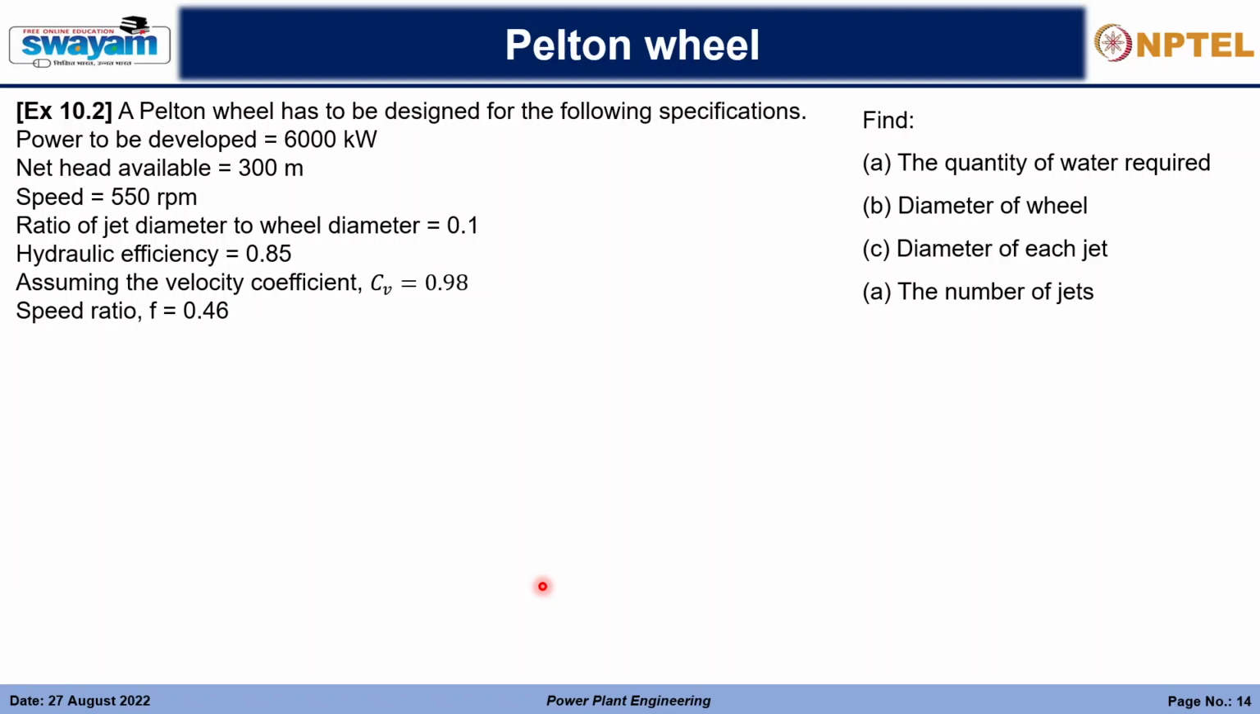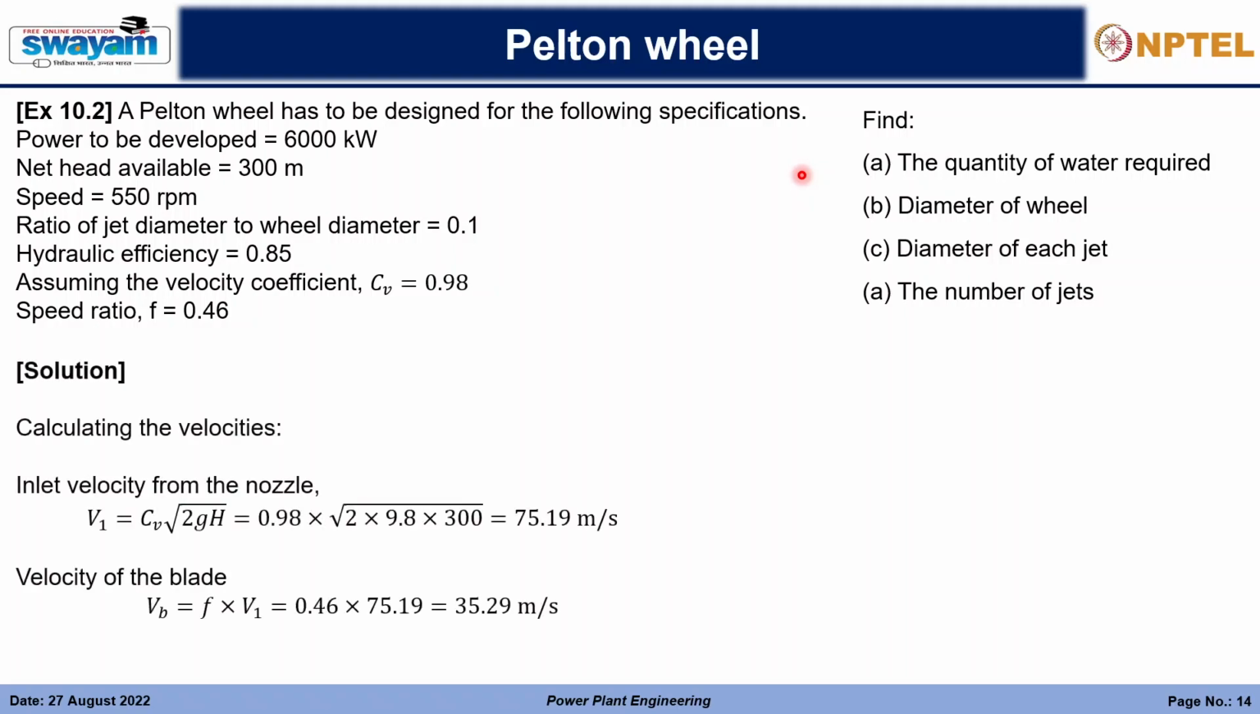Okay, we have some targets to reach. The power to be developed is 600 kilowatt, the net head available is 300, the RPM we need is 550, the ratio of jet diameter to wheel diameter is 0.1, the hydraulic efficiency is 0.85, and the coefficient of velocity and speed ratio are given. So if we know all these quantities, can we determine all the parameters that are further needed? Can we design the Pelton wheel? So let us see.